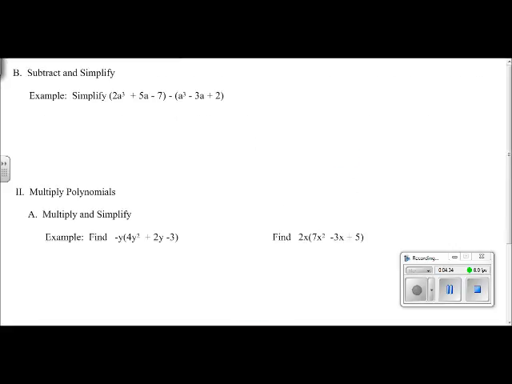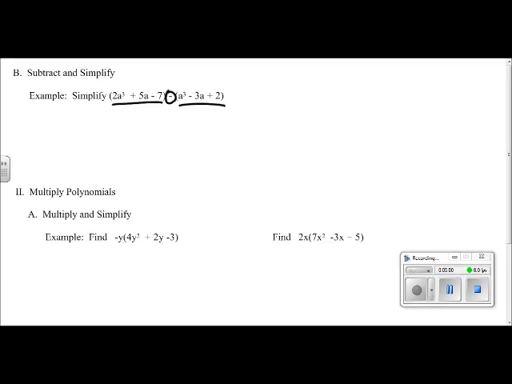Moving along then, if we want to subtract and simplify polynomials, here we're given two trinomials. A trinomial is a polynomial that has 3 terms, so we are subtracting and simplifying these two trinomials. Anytime that we have a subtraction of a polynomial, we know that that's the same as saying adding the opposite.